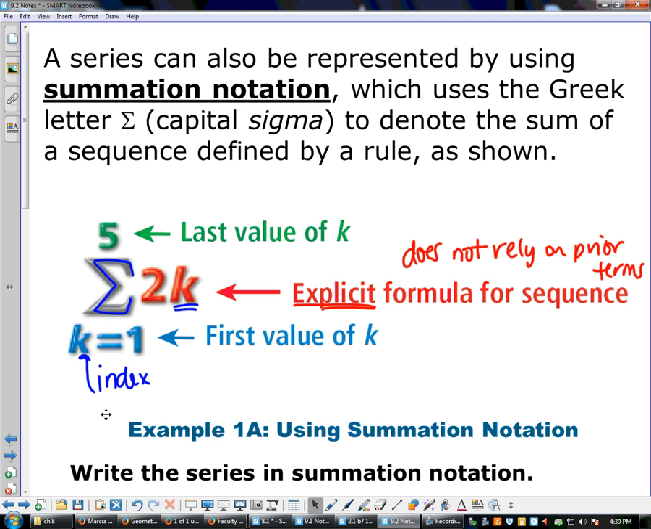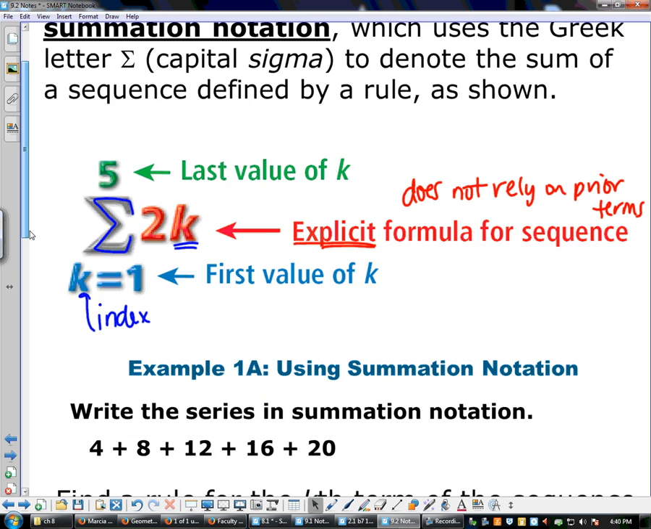And then the top number there, written in green in this case, is 5. That is the last value you would need. It doesn't always have to be 5, but in this example your index k goes from 1 up to 5. All right, so let's take a look at an example of this.